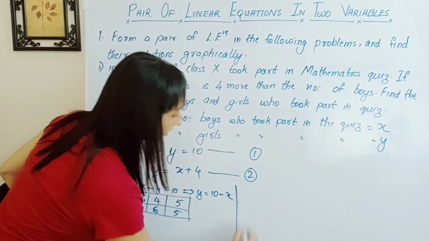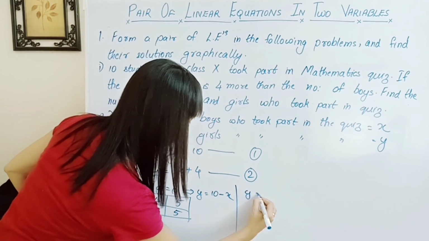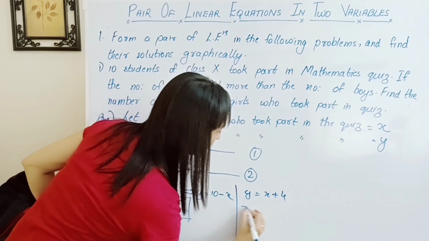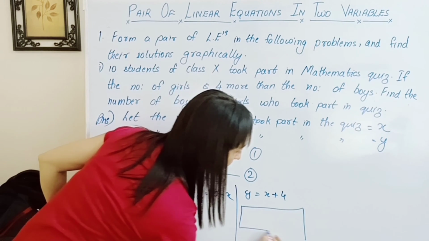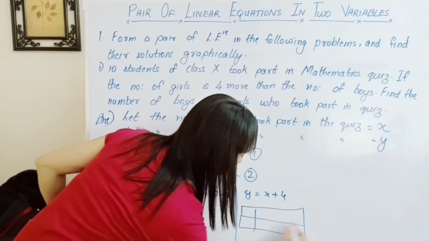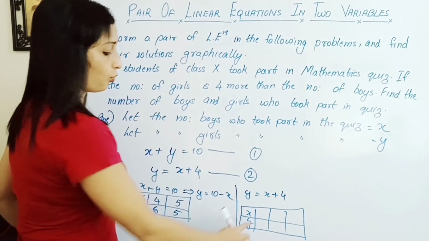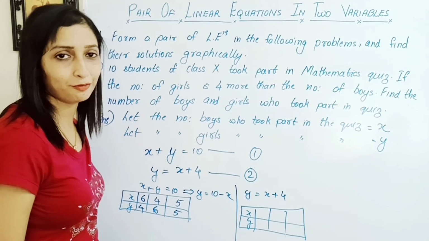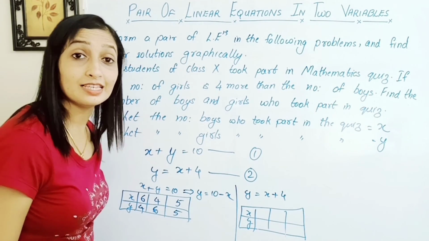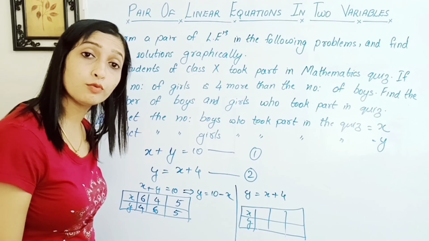So what is our second equation? Second equation is y = x + 4. Let us draw the table of solutions and mark it as x, y, and find at least 3 values. So what will I take as the first value of x? I'll take x as 0. Then what do I get the value of y?